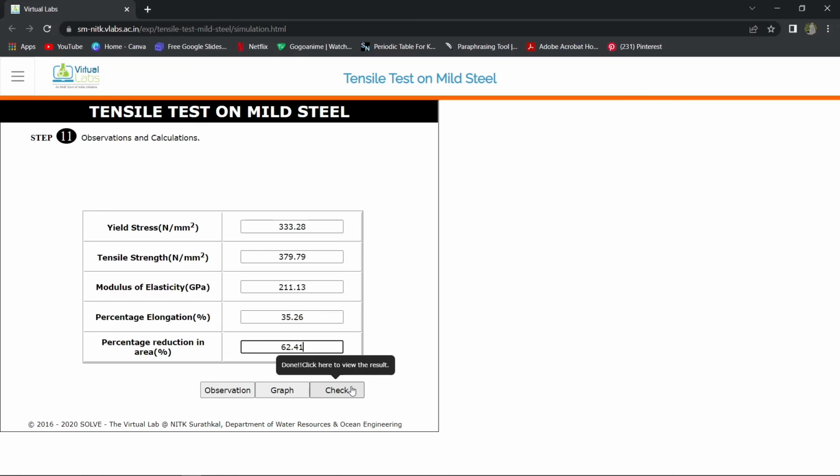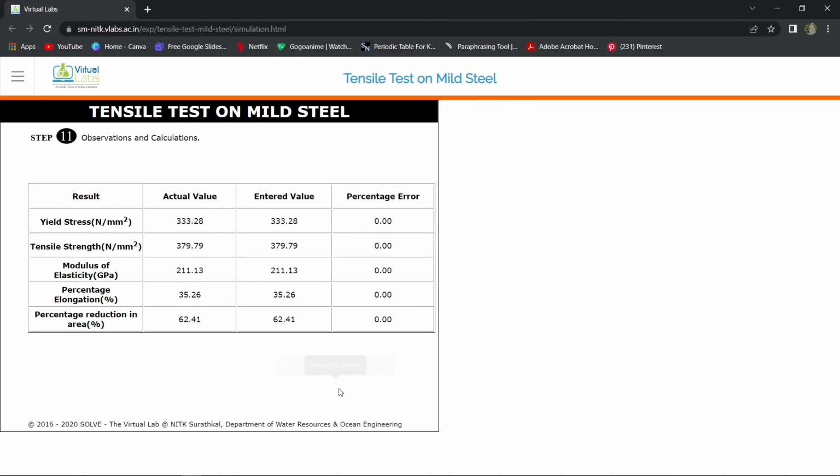We have all the calculations and we can check the result. So this is our lab result and the percentage error.